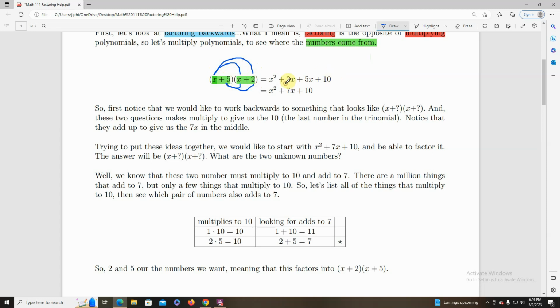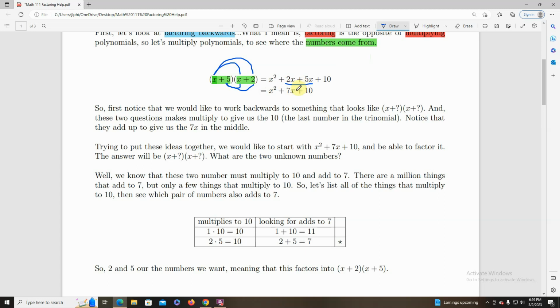Now we do have these like terms here that can be combined in the middle. 2x and 5x makes 7x. And so x plus 5 multiplied by x plus 2 gives us x squared plus 7x plus 10. That was just last lesson. We've already worked on multiplying polynomials.